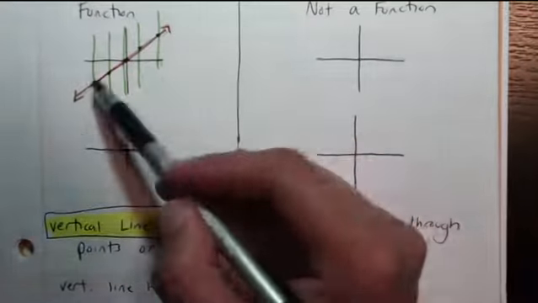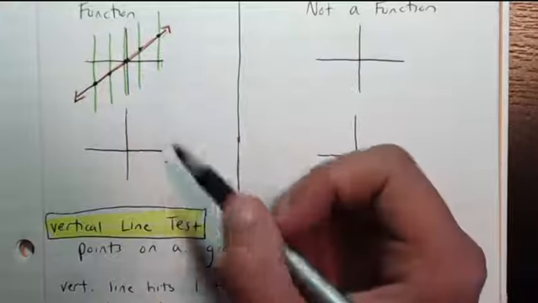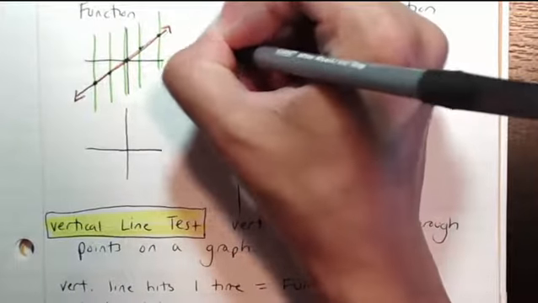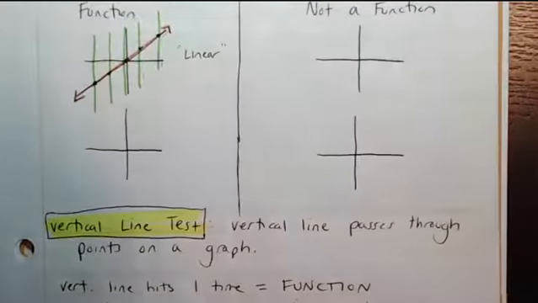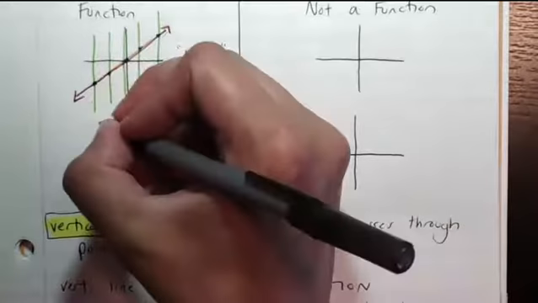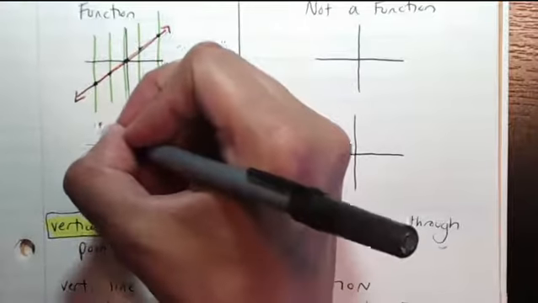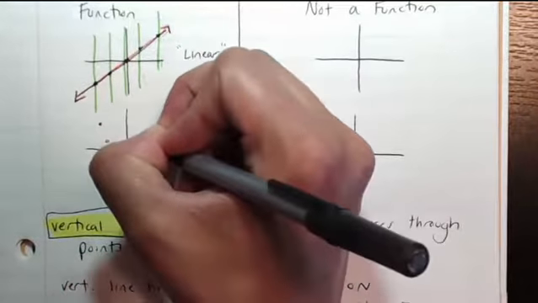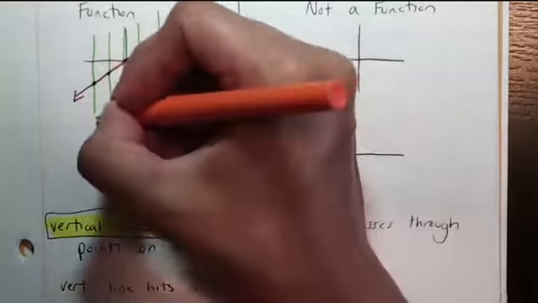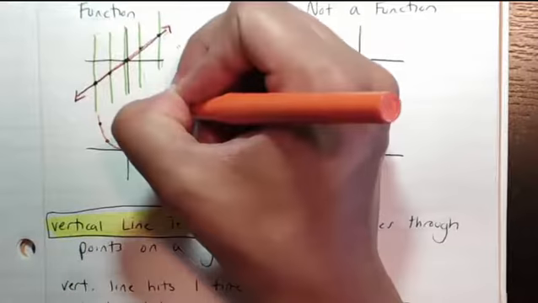Okay, now what kind of function is that? If it makes a straight line, this is our linear function. And we're going to look into that very shortly. Now let's do another one. This is another type of function that you're going to be learning later on. Draw some points like that and connect them to make a U shape.